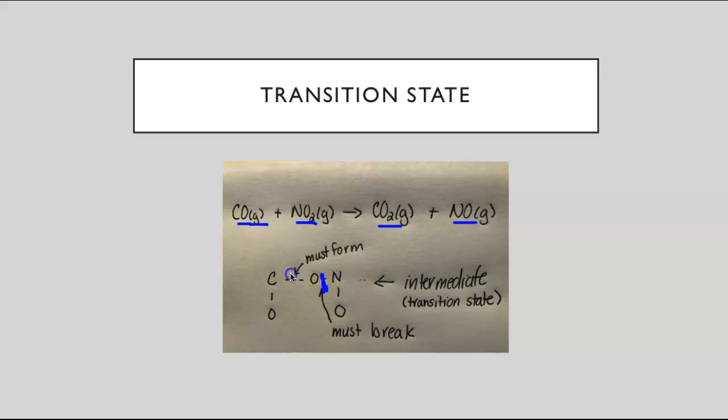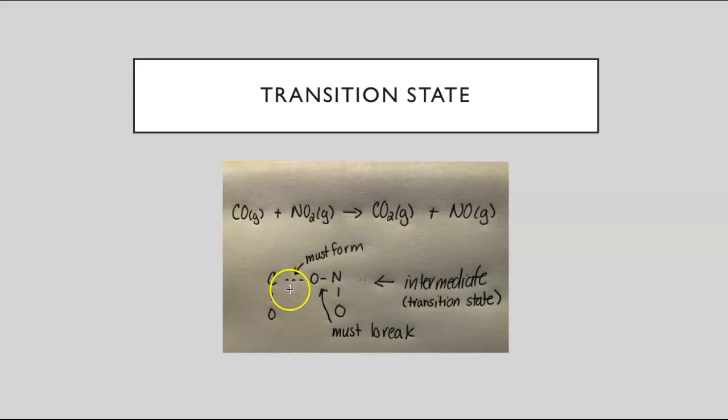That oxygen then is going to have to form a bond between itself and the carbon. So this bond is going to break, and then this bond is going to form. Now you're going to get a species that's going to be in between those two. And that species is called the intermediate.